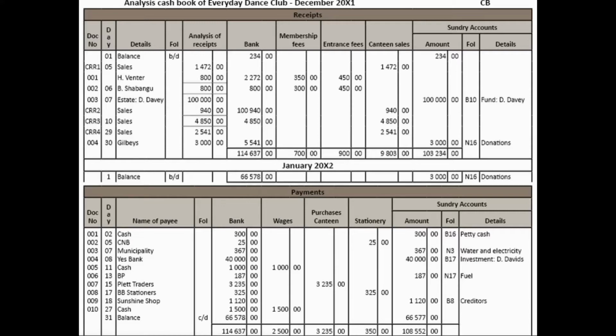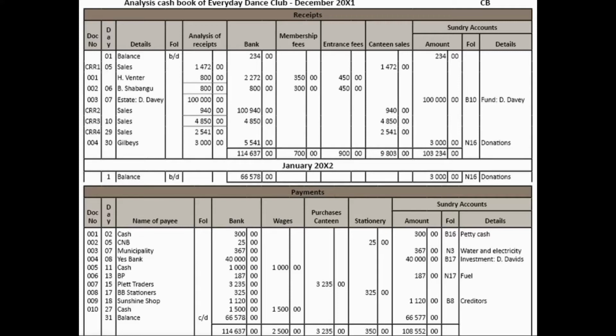Okay, and then on the 7th, we received 100,000 from the estate of D. Davy. It was a legacy. Remember, we said in the past that when you hear the word legacy, then you know you have to open a fund for that legacy. So we're going to credit that fund account. In the sundry accounts column, you write 100,000, and the account that you're going to open is the Fund D. Davy.